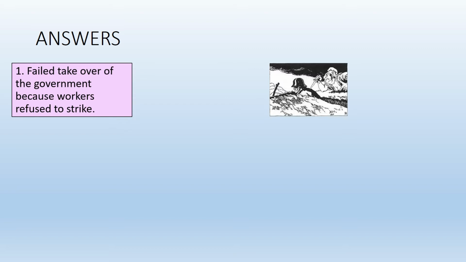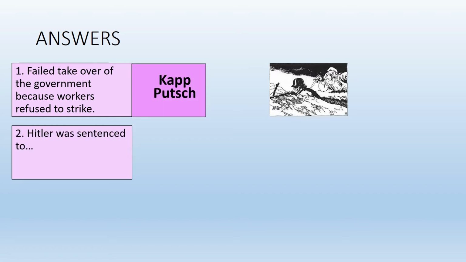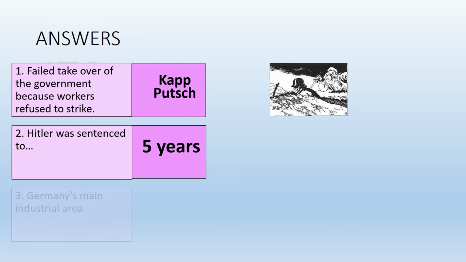So you've had a chance to do your quickfires, so let's have a look at the answers that we were looking for. Question number 1 was the failed takeover of the government because the workers refused to go on strike. So we'll know this, of course, as the Kapp Putsch. And this was the hint that the workforce was striking and refusing to cooperate with the force that was taking over the government. Question number 2, Hitler was sentenced to... If you wrote 5 years, you are correct. He was sentenced to 5 years, but only served 9 months.